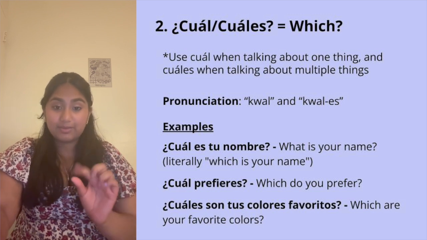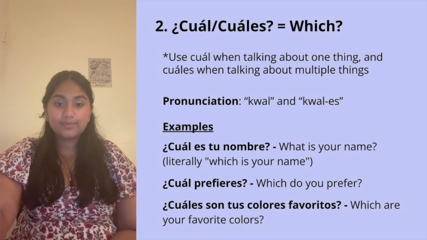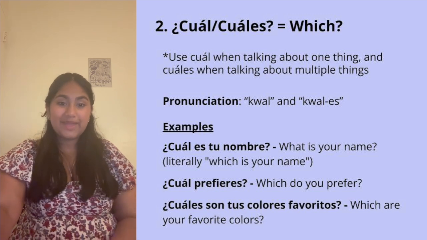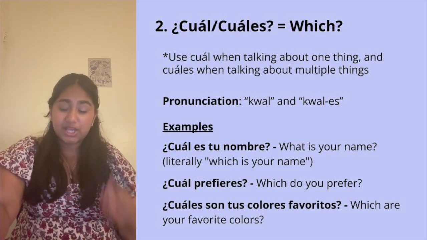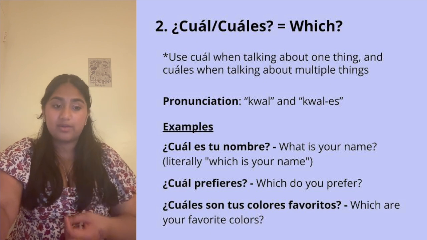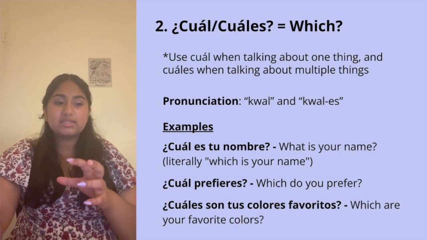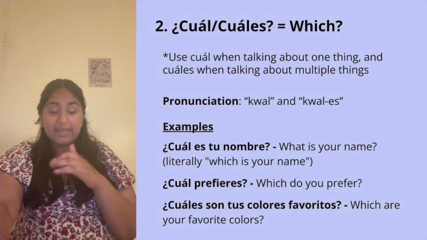So let's practice. Repeat after me. Cuál, cuáles. Perfect. So this kind of sounds like an English Q, but it's actually a C in Spanish with a U after it. So here's the key difference from English.